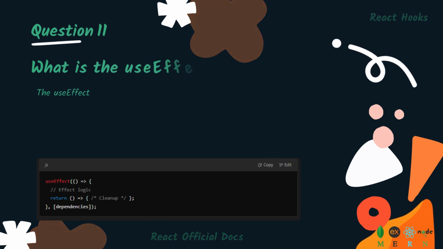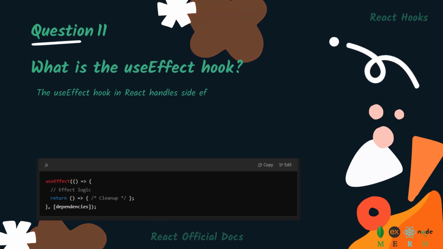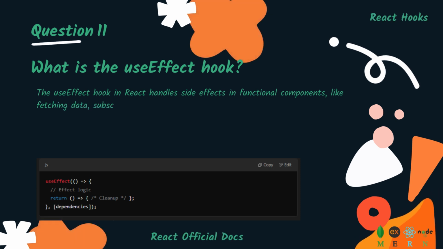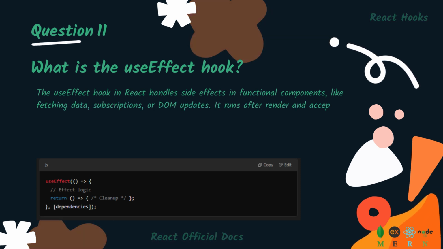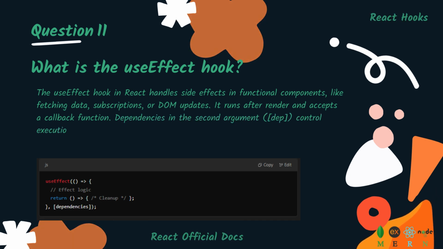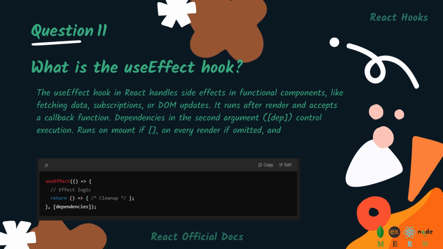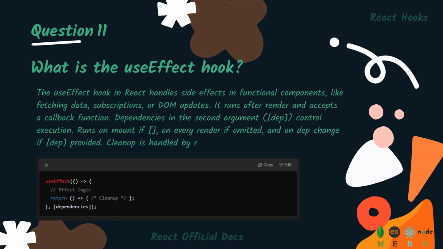What is the useEffect hook? The useEffect hook in React handles side effects in functional components, like fetching data, subscriptions, or DOM updates. It runs after render and accepts a callback function. Dependencies in the second argument, the dependency array, control execution: it runs on mount if empty, on every render if omitted, and on dependency change if the array is provided. Cleanup is handled by returning a function.